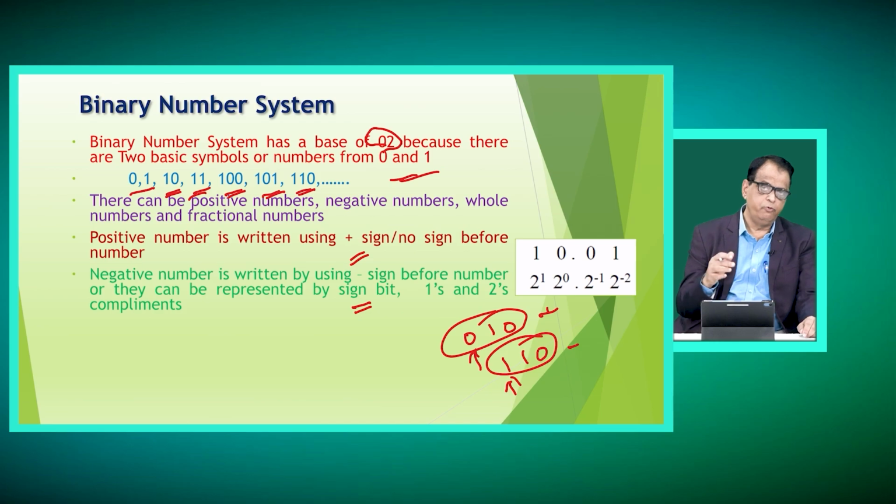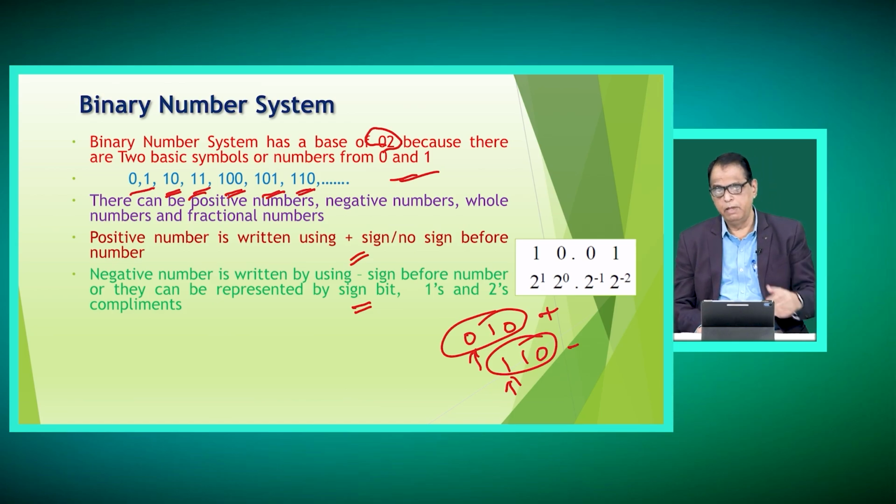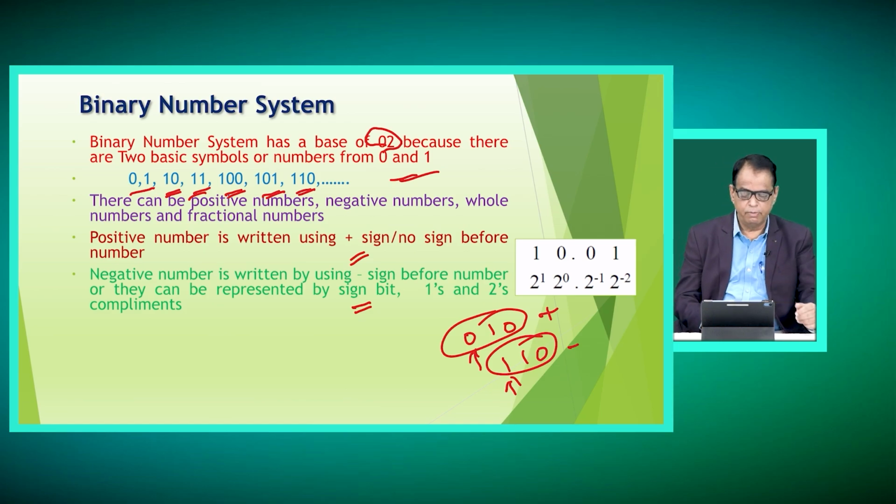So it is possible that you can use the sign bit, or sometimes we can use the ones complement or twos complement method, and by using that method we can represent negative binary numbers. Maybe in our later sessions we will discuss how to use the ones complement and twos complement methods.